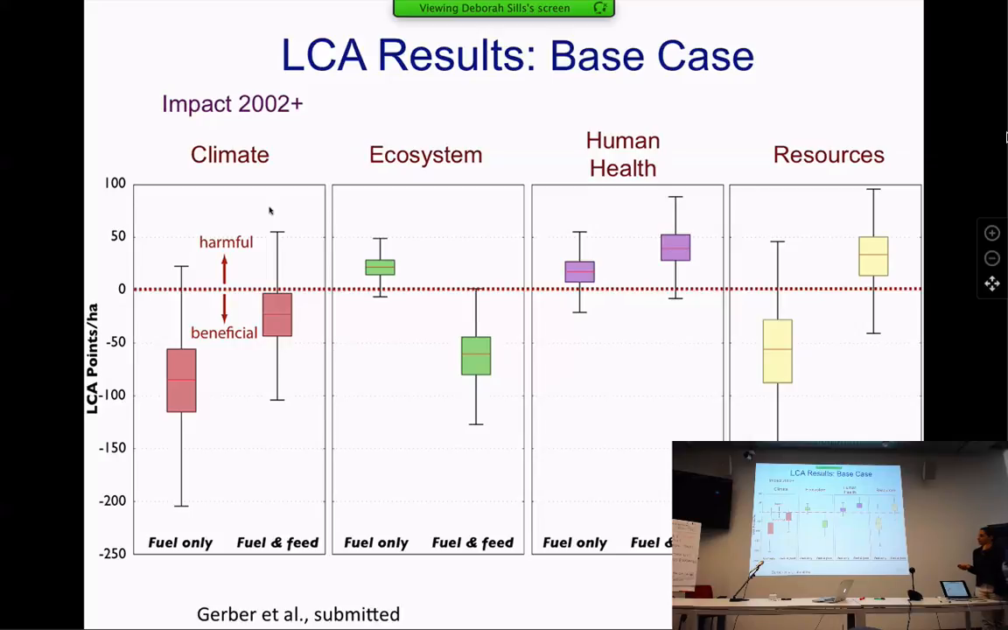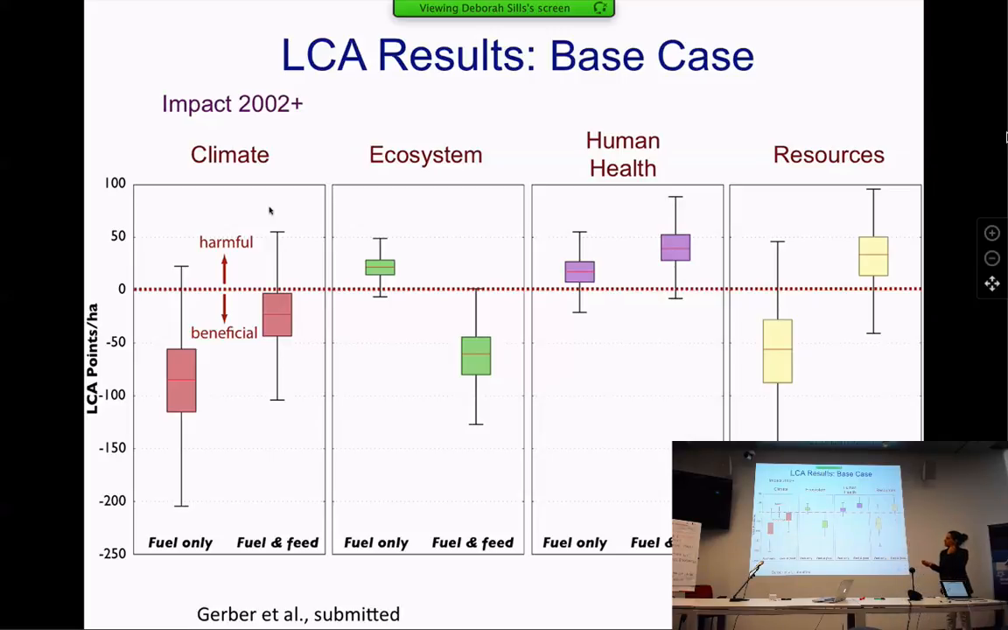On the left, you'll see the fuel only, and on the right, you'll see the fuel and feed in each of the plot boxes. In LCA, this can be confusing: beneficial is negative, negative is beneficial, positive is bad. So if we look at climate change, the fuel only looks more beneficial, even with all the uncertainty, I would say, than the fuel and feed.